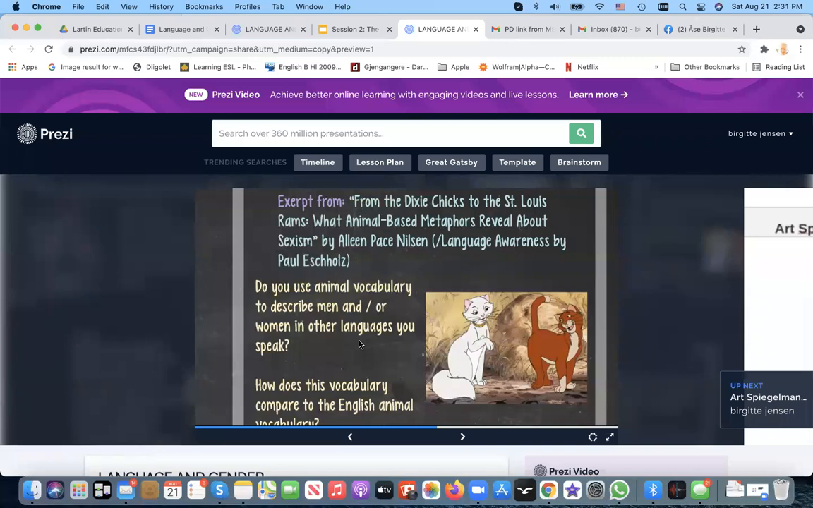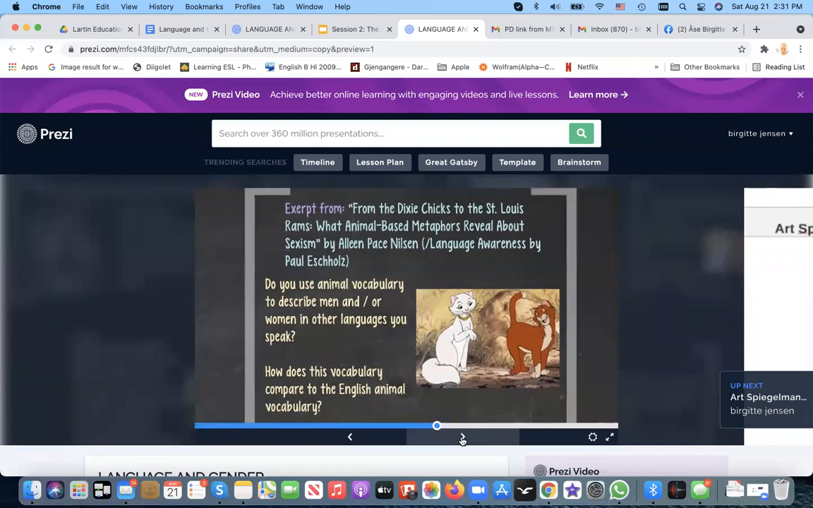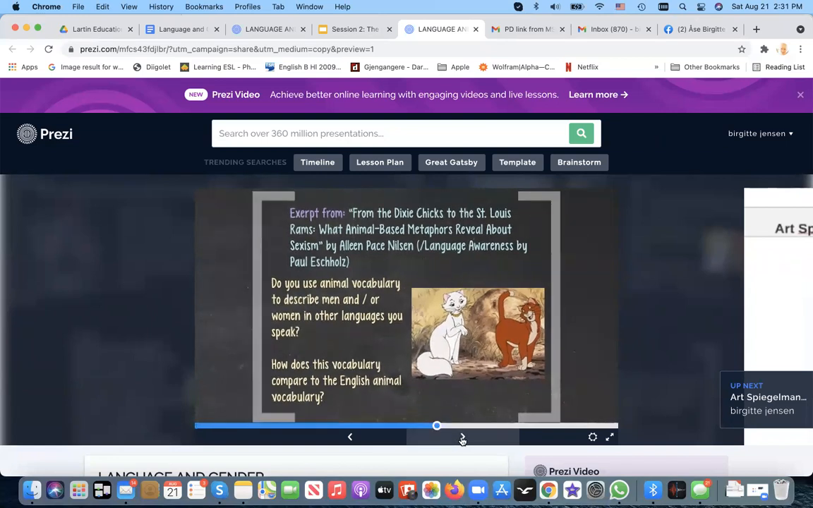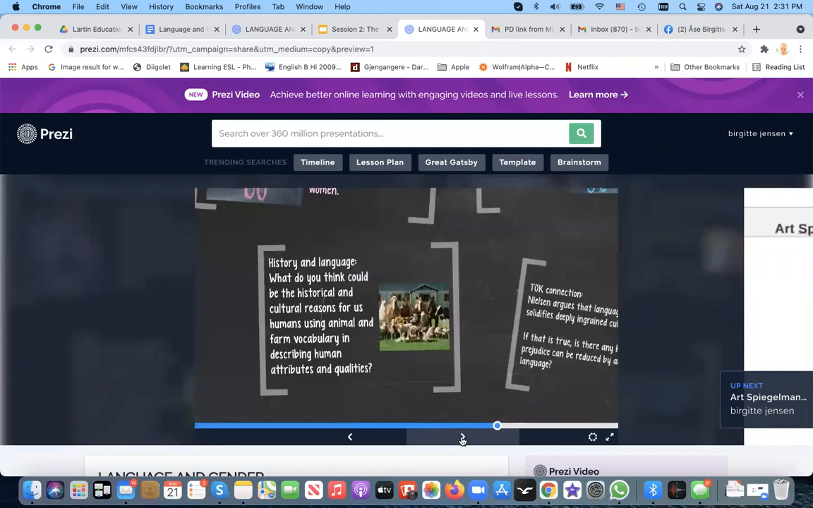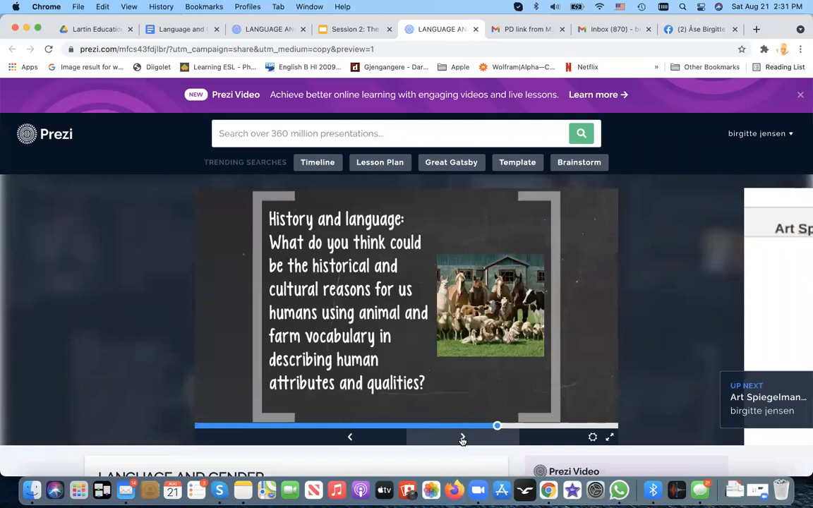And you can use something similar to this in other features of our language, right? So then that's the end. Then I ask this question: what do you think could be the historical and cultural reasons for us humans using animal and farm vocabulary to describe human attributes and qualities? And I haven't given them the text yet at this point.